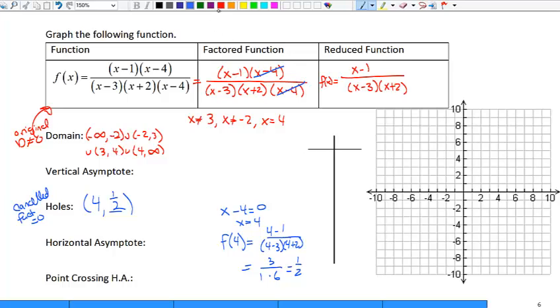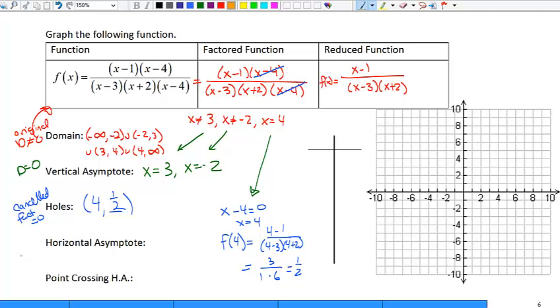Those factors that didn't cancel, that are still there, I'm going to set those equal to 0 to get the vertical asymptotes. That's x equals 3 and x equals negative 2. The two that didn't cancel become vertical asymptotes. The one that did becomes a hole.